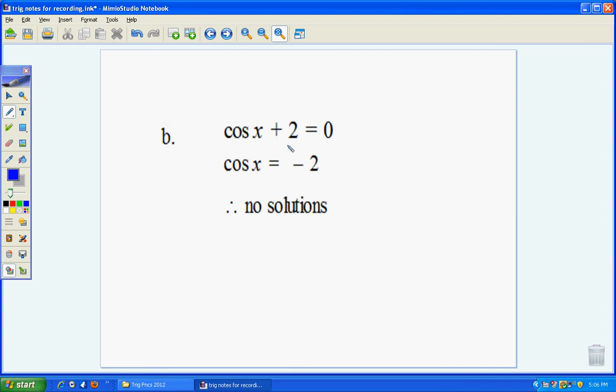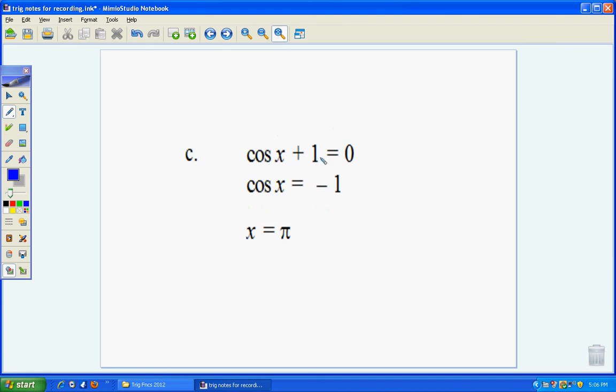Cos of x plus 2 is equal to 0. So cos of x is equal to minus 2. So remember, this has got no solutions. It doesn't matter whether in radians or degrees. It's got no solutions, because you can't have cos of an angle being anything other than between minus 1 and 1. So it can't be minus 2.